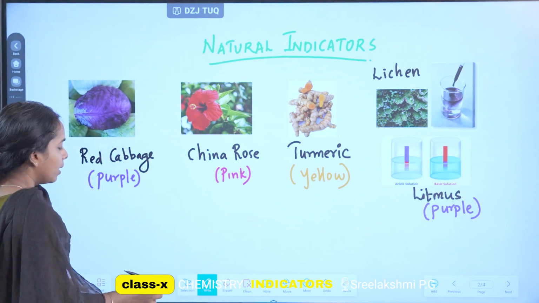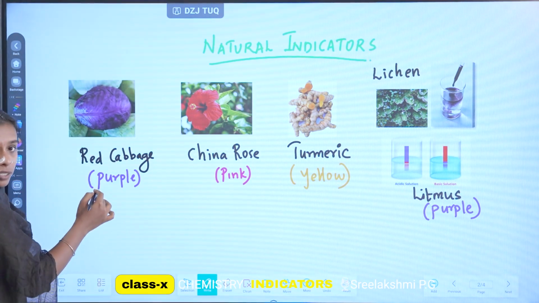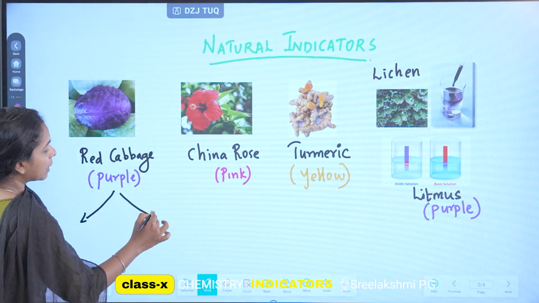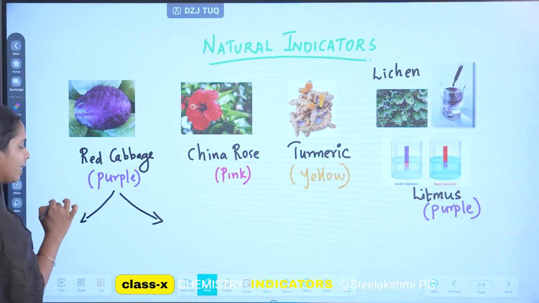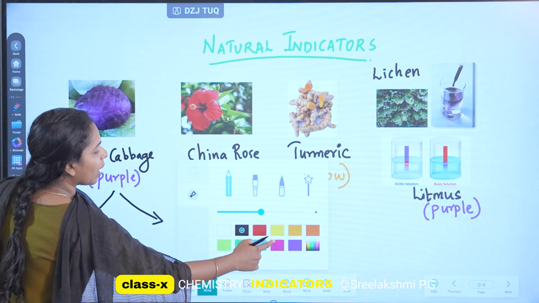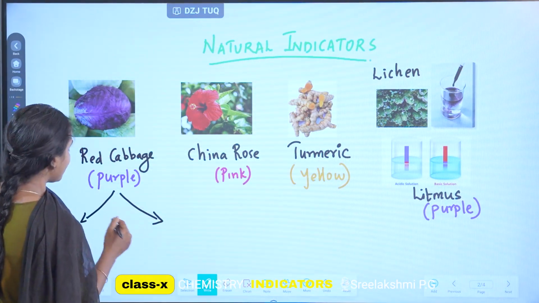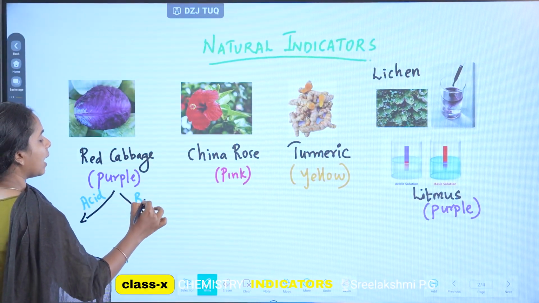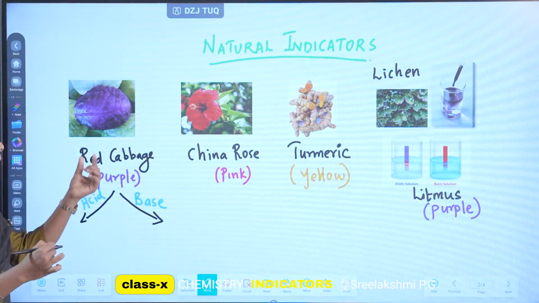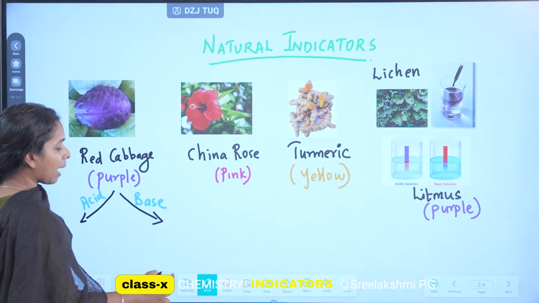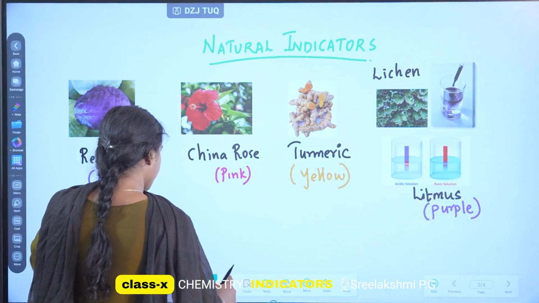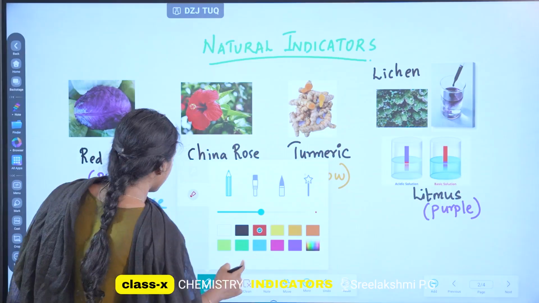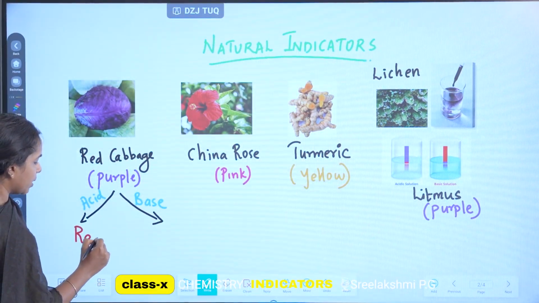It looks very colorful, right? Now you will see when you take red cabbage solution. Red cabbage, what is its color? Purple in color. Into this, I am going to add some acid and base. Here we will add acid and into this we will add base. That means in presence of acid, red cabbage will give which color? Red color.